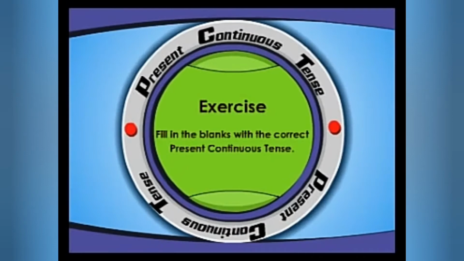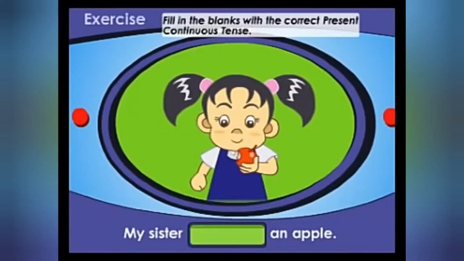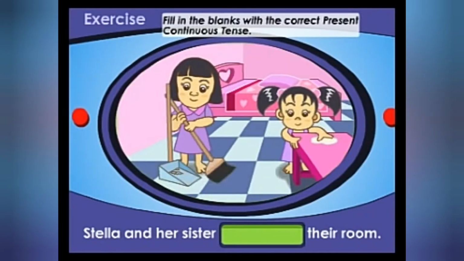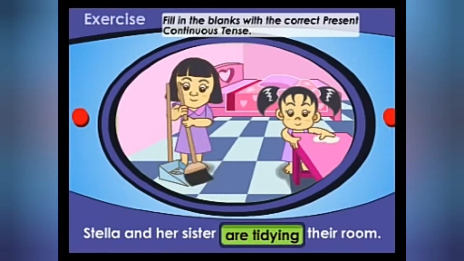Let us do some exercise. What is there in the exercise? I hope you are going to answer all of them before I answer you. So let's get started. My sister dash an apple. What will come here? Yes, is eating. My sister is eating an apple. Here, Stella and her sister dash their room. Yes, they are tidying their room.